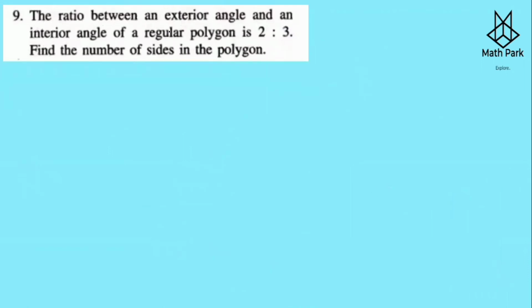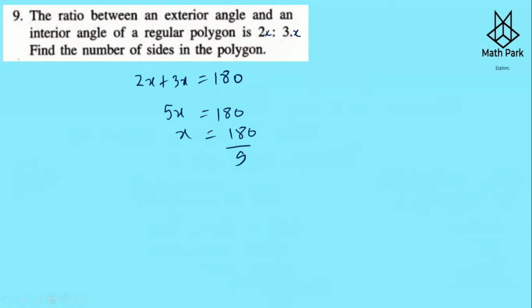The ratio between an exterior angle and the interior angle of a regular polygon is 2:3. Find the number of sides of the polygon. So the exterior angle is 2x and the interior angle is 3x. And we know that the sum of interior and exterior angle is 180. So we get 2x plus 3x is equal to 180, so 5x is equal to 180, or x is equal to 180 divided by 5. 5 3s are 15 and then 6, so we get this as 36. We got the value of x as 36.